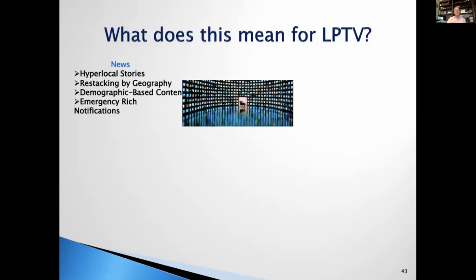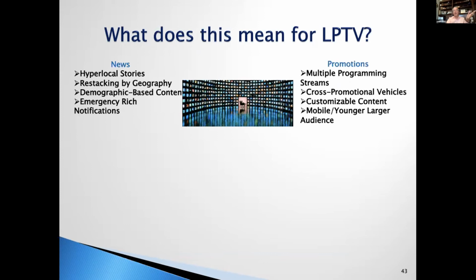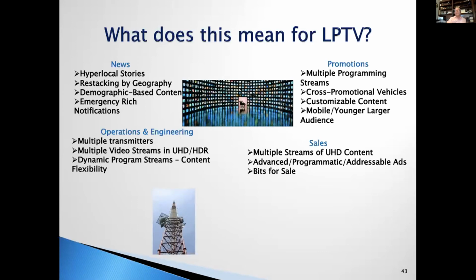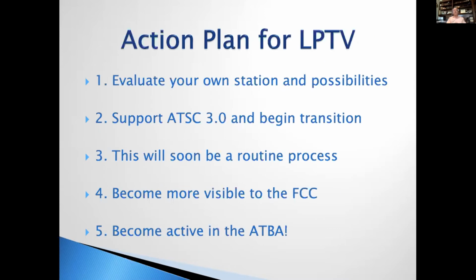So we know what it means. For news, we have our own viewers, hyper local stories as an example. Promotions, well, we know, cross-promotional vehicles, customized content, the mobile, the younger, larger audience. It's a big deal because things are changing. For operations engineering, well, it's multiple transmitters. That's okay because it's the same big one. And then we have the sales. Well, now you're selling bits. Bits are for sale. That's what we'll be doing. They'll all be there. So the last slide I have here is what is the action plan for LPTV?